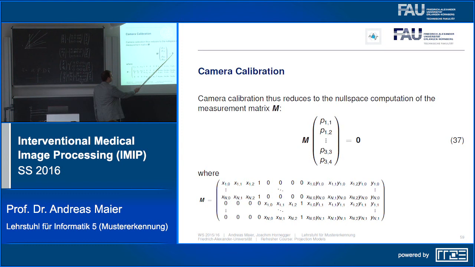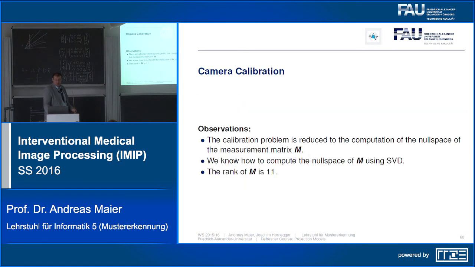And this is a vector of zeros. And these are all my measurements. These are essentially the 2D and 3D coordinates of my points, and I plug all of them into a big matrix. And once I plug them into a big matrix, I can solve for the null space of the system of equations. So I'm looking for the null space of M, and this will give me my projection matrix. Good. So we can compute the null space.